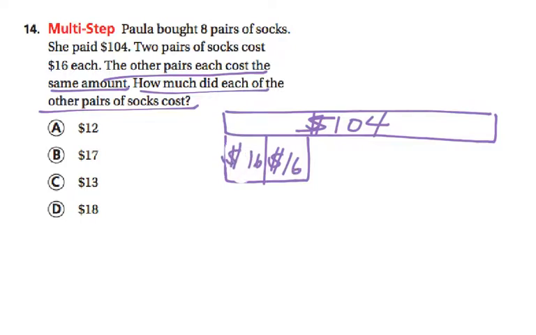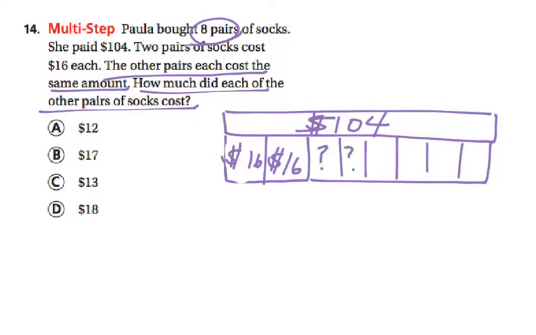So she has a total of 8 pairs. So two of the 8 were 16. But the other 6, we don't know how much they were. That's what we're figuring out. But we know they each cost the same amount. Okay, this is a multi-step problem.